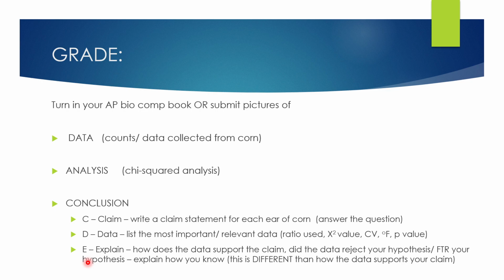Ear number 77 is the back cross ear of corn. So let's say it supports that. Well, it supports that because here's the parent that I have, and here's the F1. If I do a Punnett square, this is what I'm going to see, and my analysis supports that. But you have to explain how you know. So that's in addition to saying how the data allows you to make your claim. So make sure you have all of that information on your E.